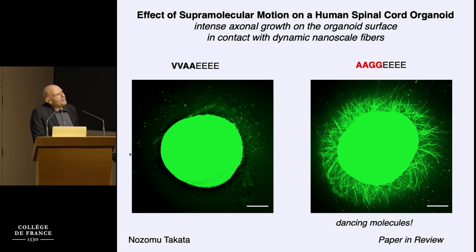But when in the media you put the fast-moving molecules with this tetrapeptide A2G2, you see axons emanating out of the organoid, just growing. And this is human tissue. This is not mouse tissue. This is human. And you don't see that in the slow one.